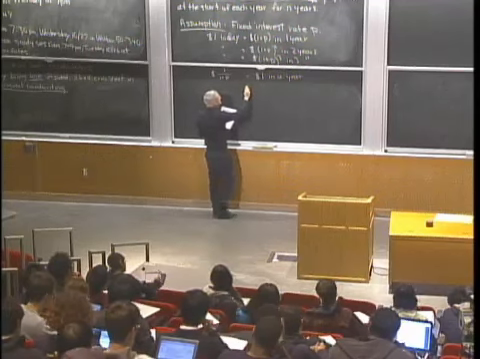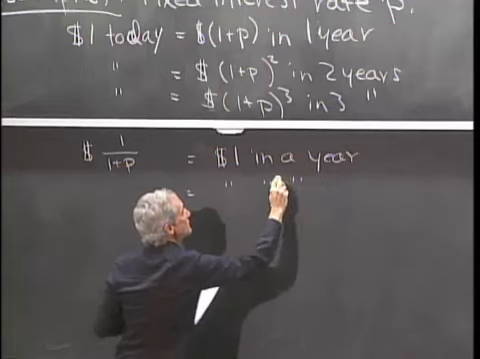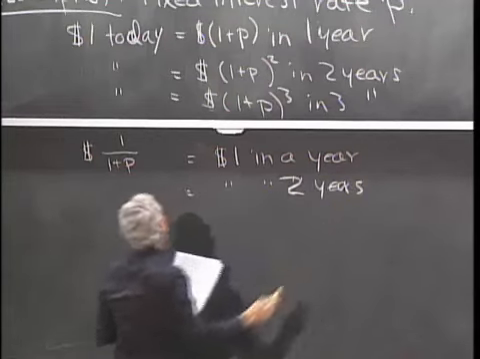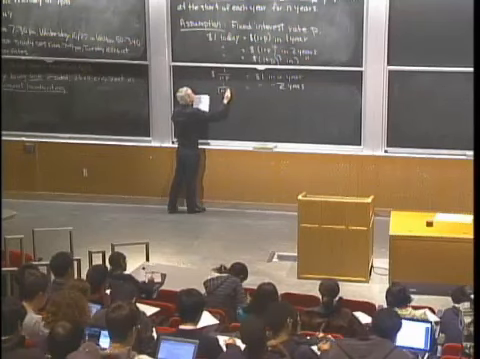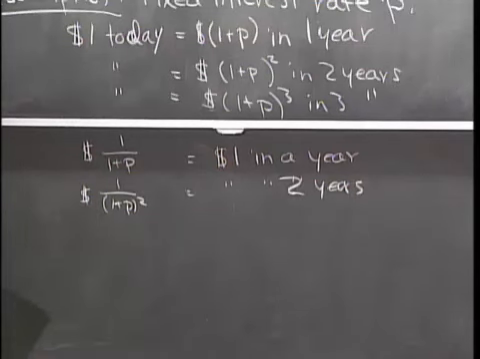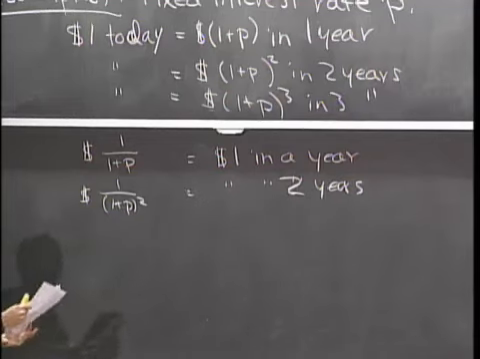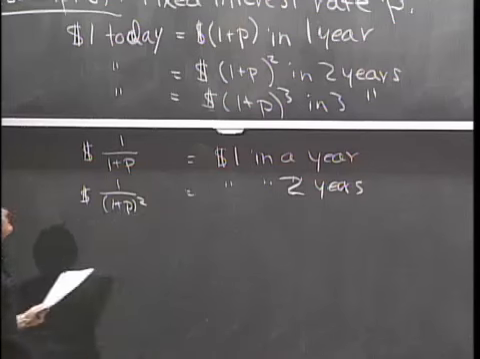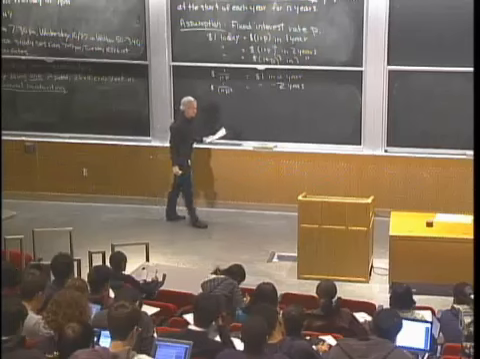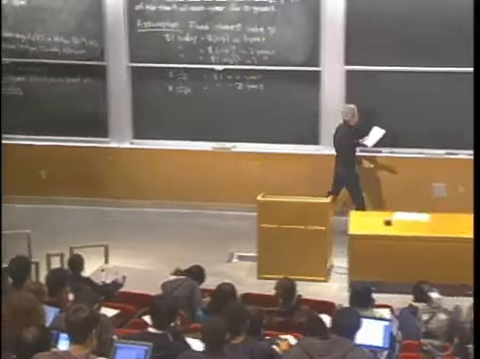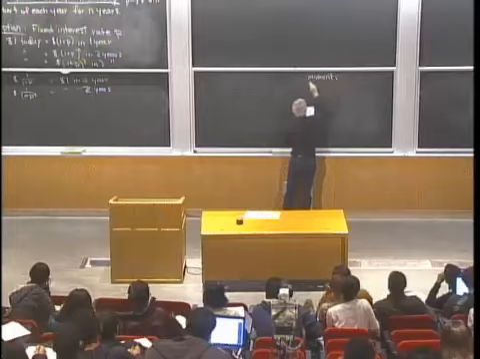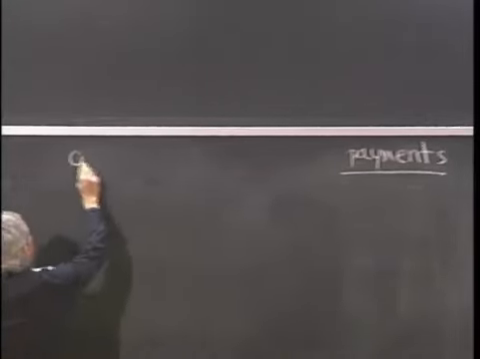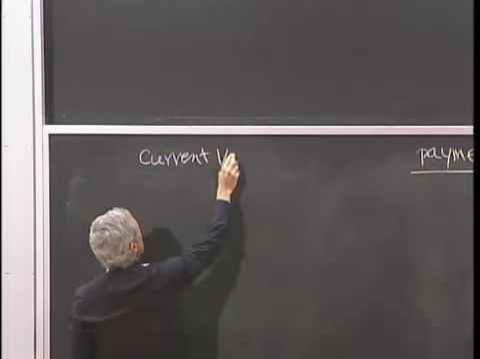All right, what is $1 in 2 years worth today? 1 over 1 plus P squared. All right, so $1 in 2 years is worth this much today. All right, well, now we can use this to go figure out the current value of that annuity. We just figure out what every payment is worth today and then add it up. So we'll put the payments over here, and we'll compute the current value of every payment on this side.